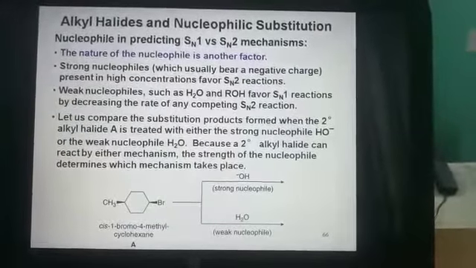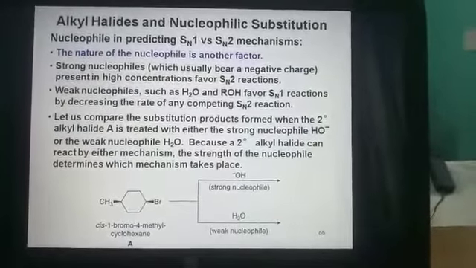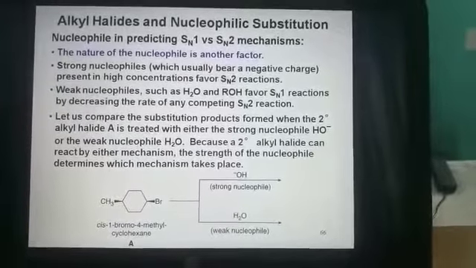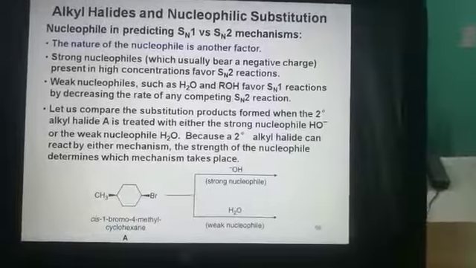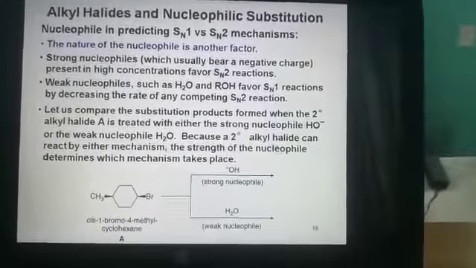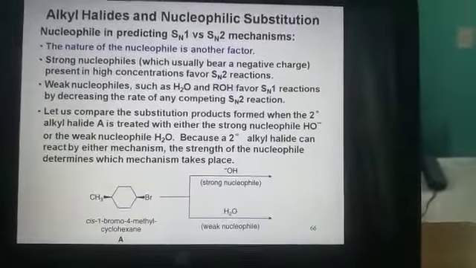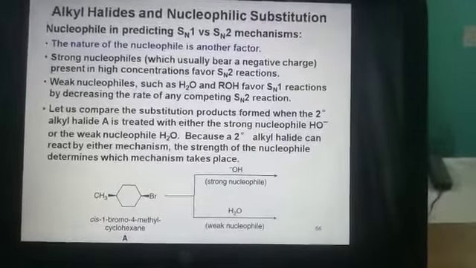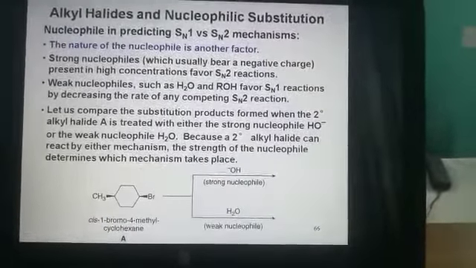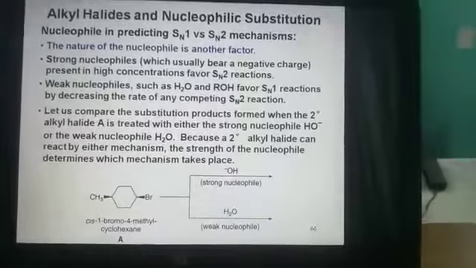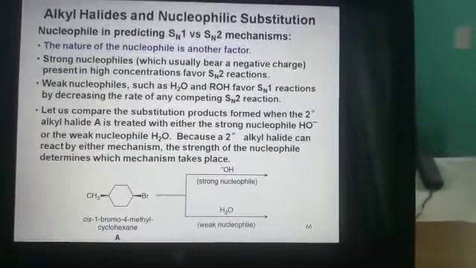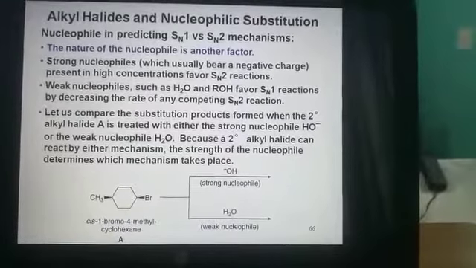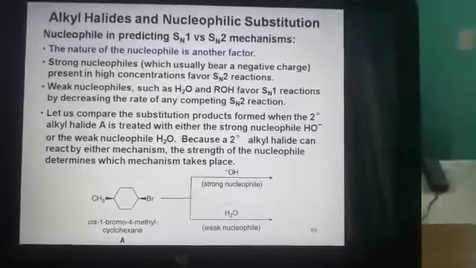Now let us compare the substitution products formed when 2 degree alkyl halide A, that is cis-1-bromo-4-methyl cyclohexane, is treated with either the strong nucleophile OH- or with the weak nucleophile water. Because it is a 2 degree alkyl halide, it can react by either mechanism. The strength of the nucleophile determines which mechanism takes place.